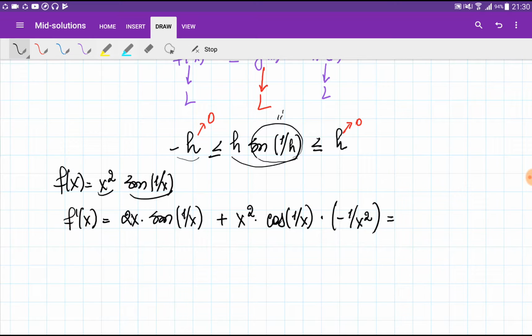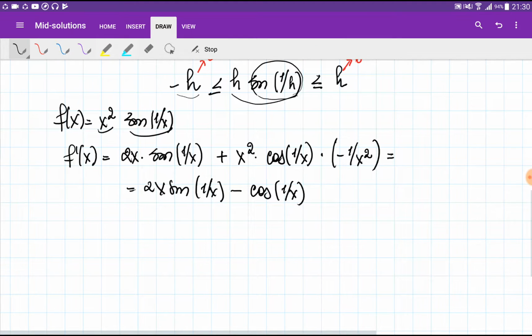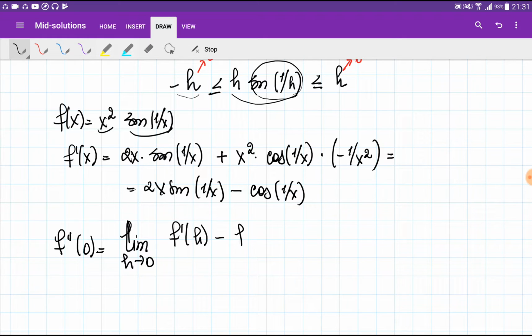Okay, so f prime of x is equal to x sine of 1 over x minus cosine of 1 over x. In the third part, we need to figure out the second derivative of this curve at the point 0. In order to find this, we can use the definition of differentiation, which is equal to the limit as h goes to 0 of f prime of h minus f prime of 0, divided by h.